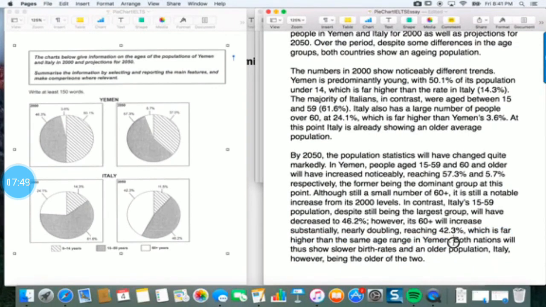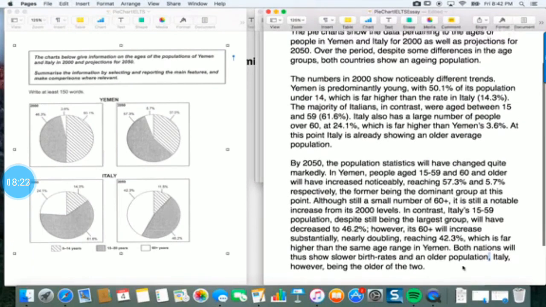In the end, I just stop with this final sentence. Both nations will thus show slower birth rates and an older population. Italy, however, being the older of the two. So I've used being here, which means you want a comma here. Italy being the older of the two. If you want to have a subject-verb, you would have to say this should be a period, and then you would say Italy, however, is the older of the two. All right. So you can take your time and look over that.